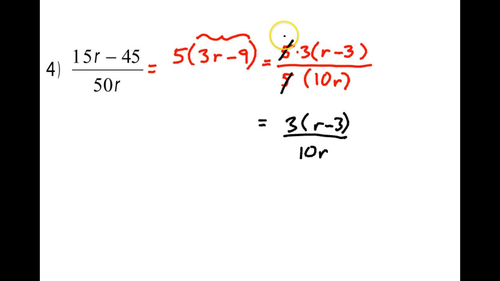So this is a good example right here of the greatest common factor. Not just a common factor. If you took out 5, that is a common factor, but not the greatest.